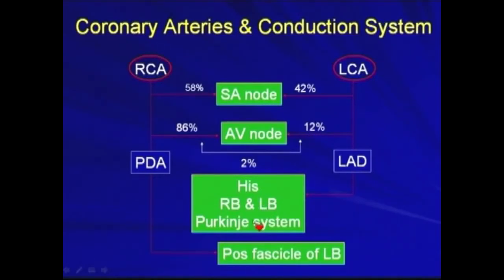The bundle of His, right bundle, left bundle, and the Purkinje system are usually supplied by the septal branch of the left anterior descending artery. The posterior fascicle of the left bundle is supplied by the posterior descending artery again.